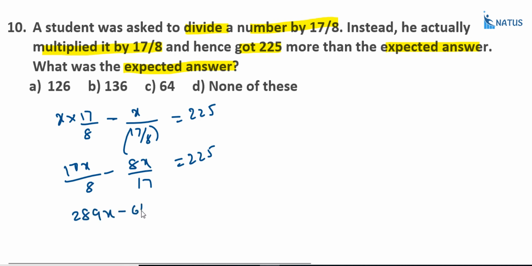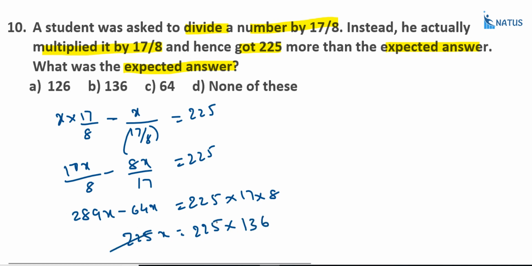289x minus 64x is equal to 225 into 17 into 8, right? So 225x is equal to 225 into 17 into 8. That is equal to 136. 225 gets cancelled. So what is the value of x? That is equal to 136.